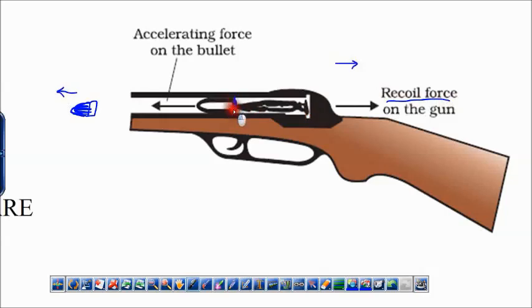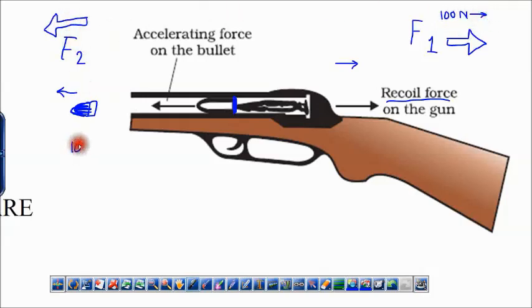Let's say the force applied by the gun was F1 and the force applied on the bullet was F2. शूट करने के बाद गन पीछे आई F1 फोर्स से और बुलेट आगे गई F2 फोर्स से. The third law tells us that these forces are equal. But imagine अगर दोनों फोर्स सेम है, 100 न्यूटन in this direction, 100 न्यूटन फोर्स इन दिस डायरेक्शन.